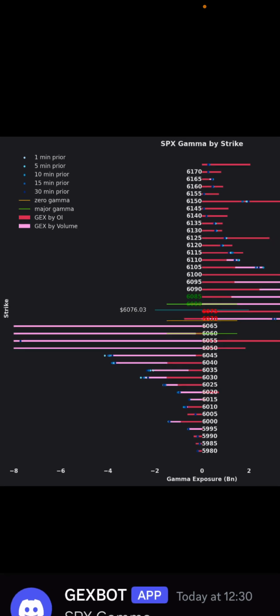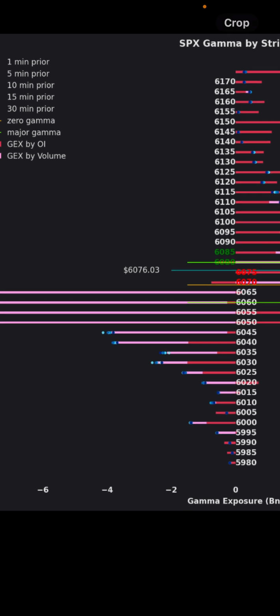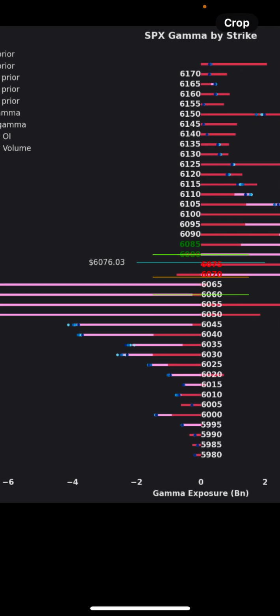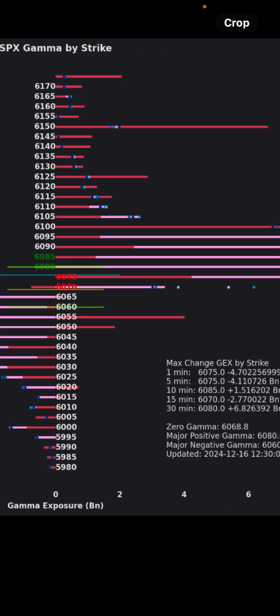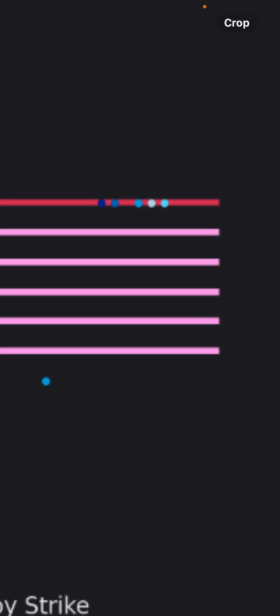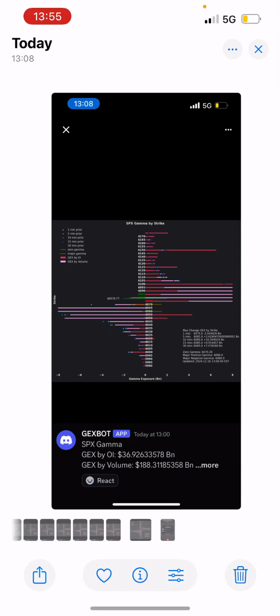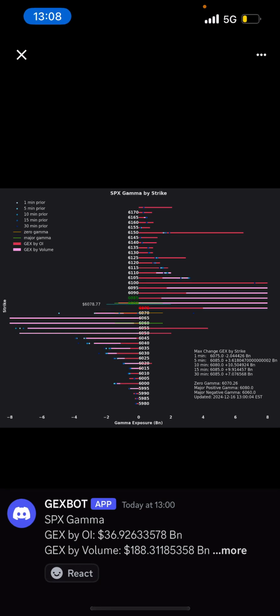12:30, really starting to shrink down here on strikes below 6050. Still about 8 billion in exposure on the same strikes on the downside. Now you can see even more. So we're getting close to 8 billion in exposure on 6100s. Okay. So it wouldn't surprise me today if we ended up getting up closer to 6100.